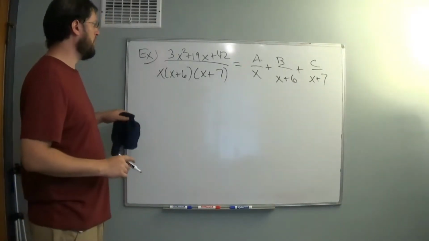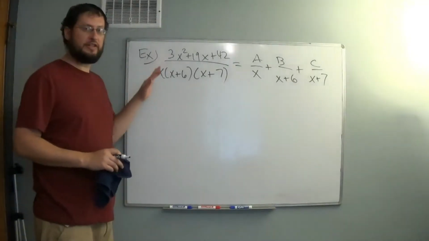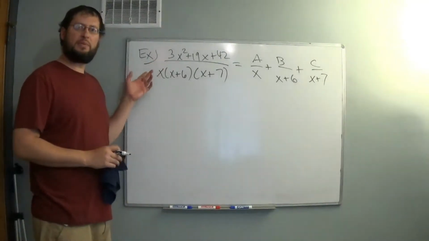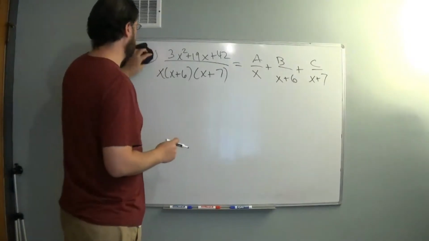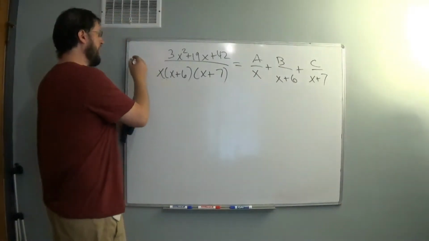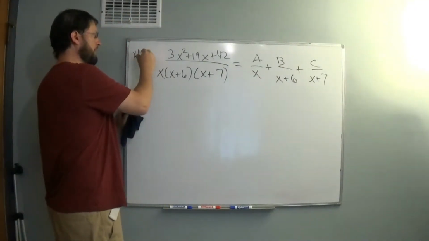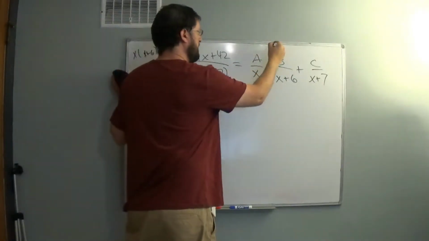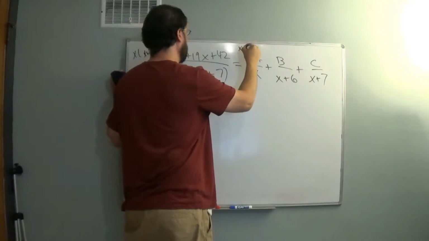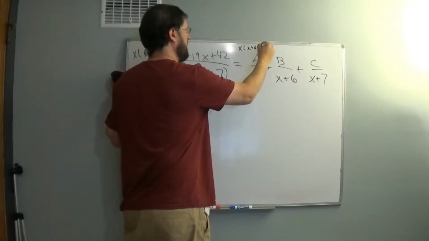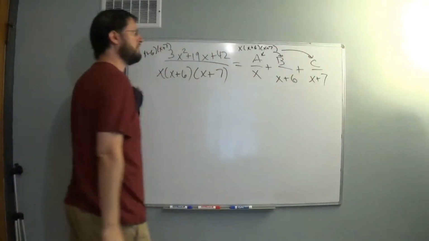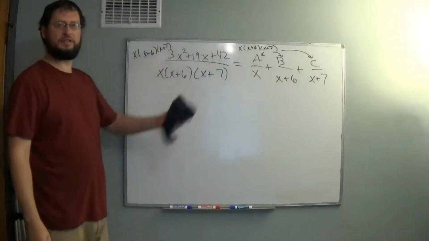Okay, now what we're doing at this point is the same process as everything that we've seen before. We're going to multiply by the entire denominator. So if I multiply both sides by x times x plus 6 times x plus 7. So that's going to happen here. It's also going to happen here. x times x plus 6 times x plus 7 onto all three pieces. So we're multiplying that on all pieces.